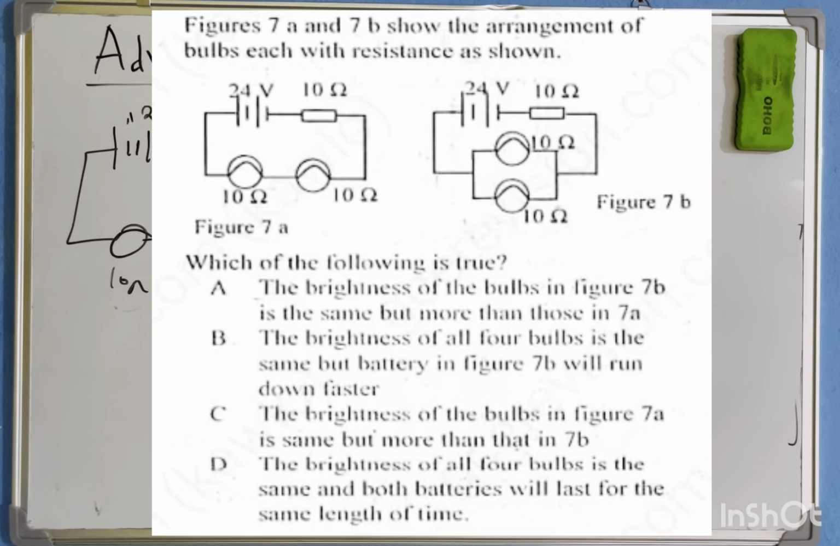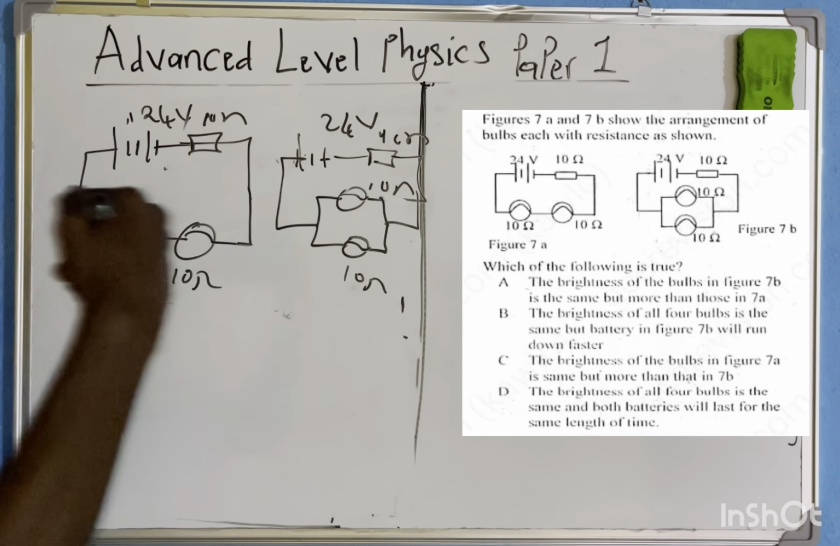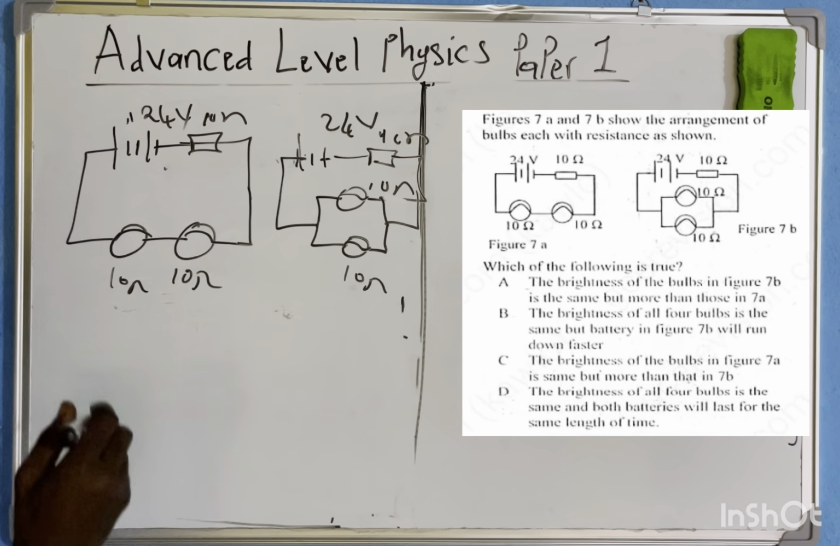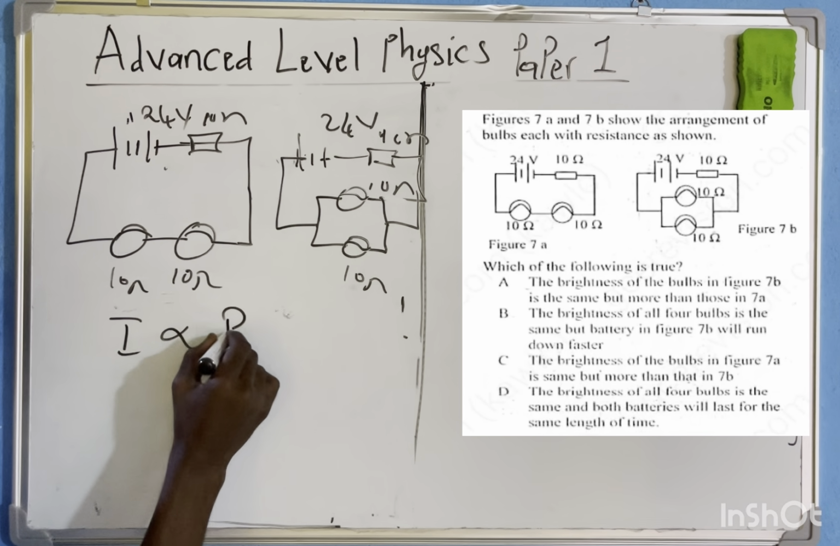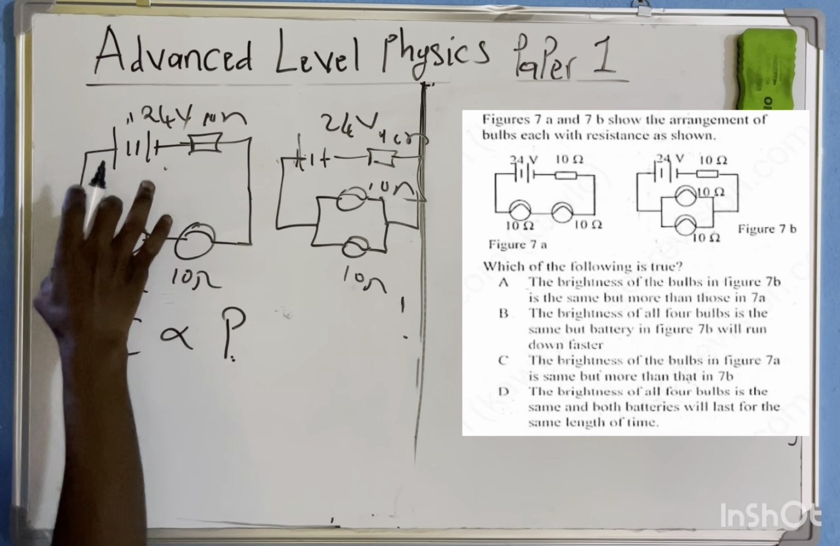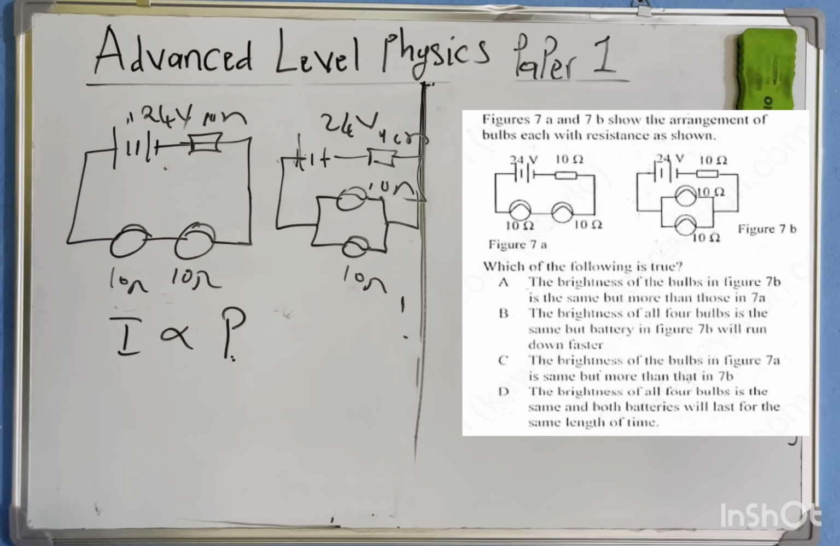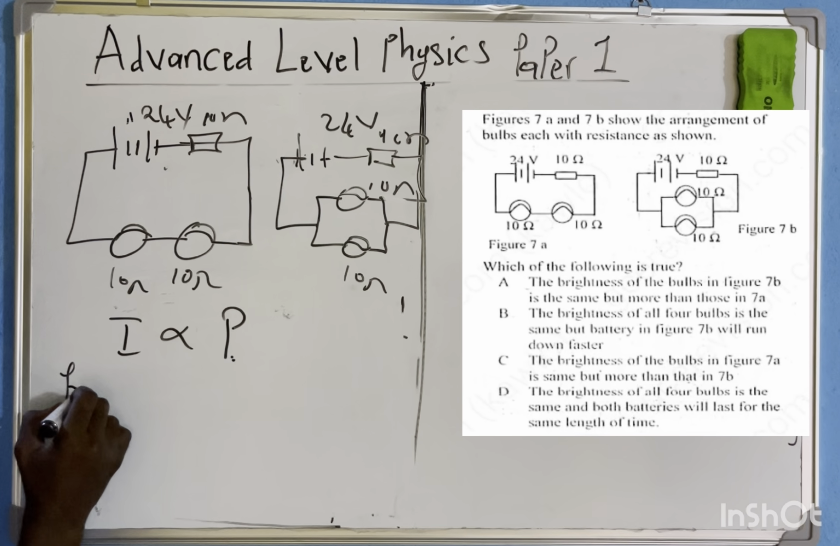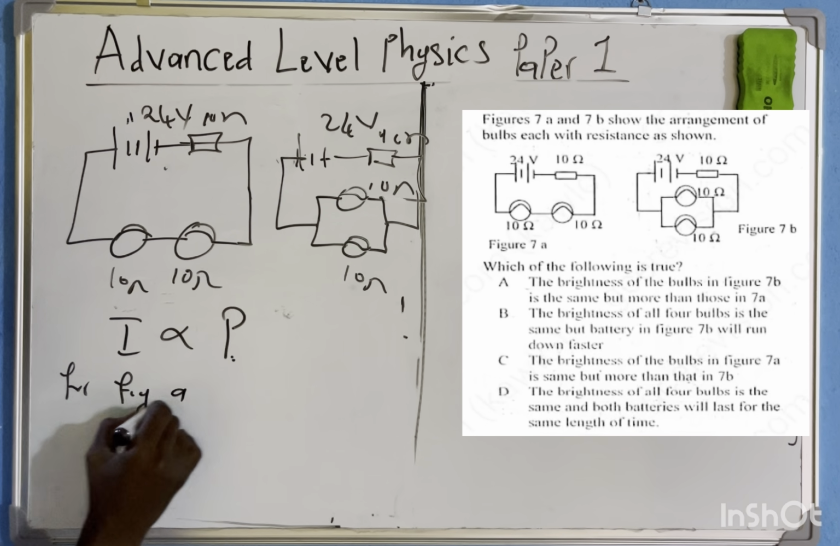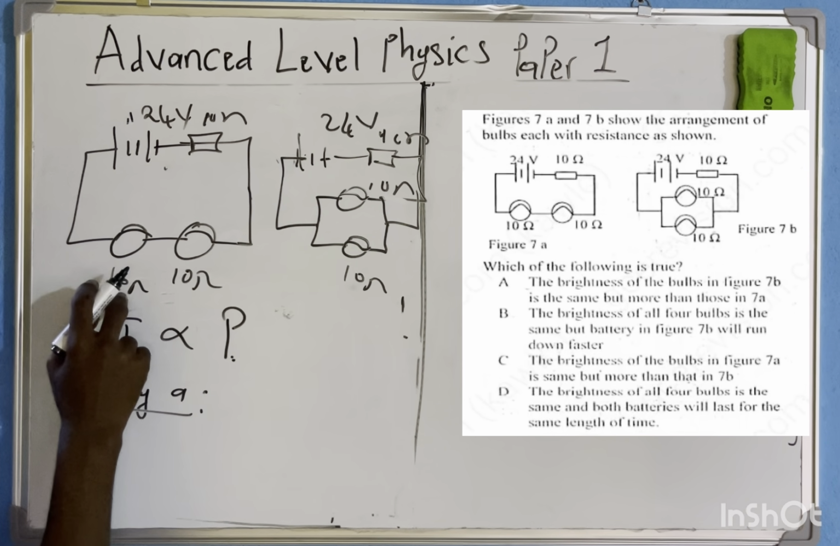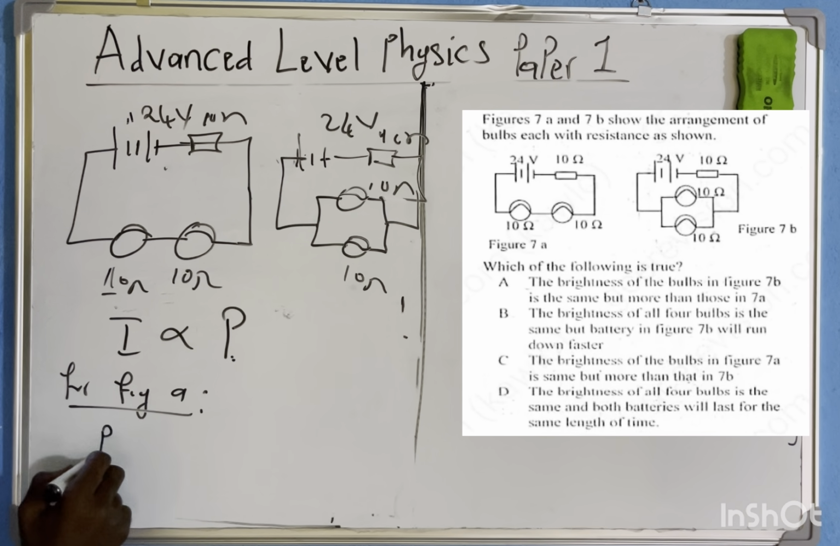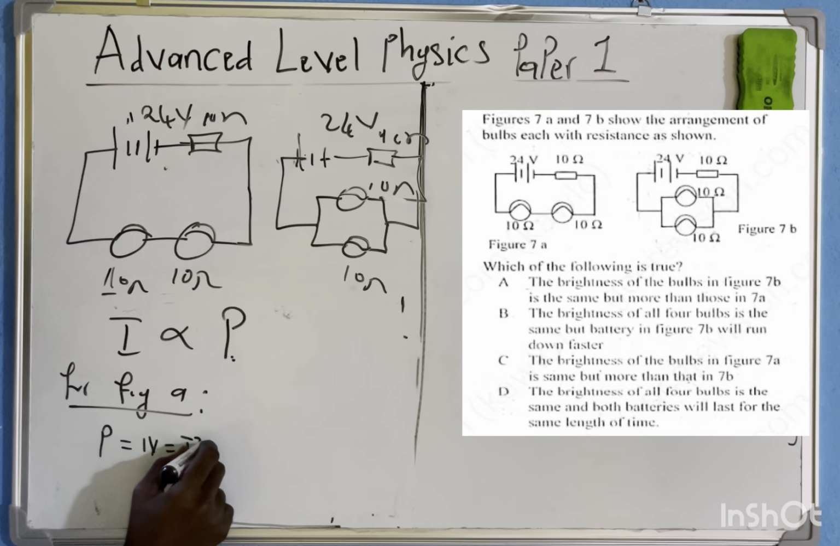A, the brightness of the bulbs in figure 7b is the same but more than those in 7a. Now, brightness here depends on the intensity of the light, and we all know that intensity depends on power. So I should go and calculate the power on each bulb. Are we together? For figure A, to calculate the power on each bulb, power is IV, which is I squared R, the same thing.